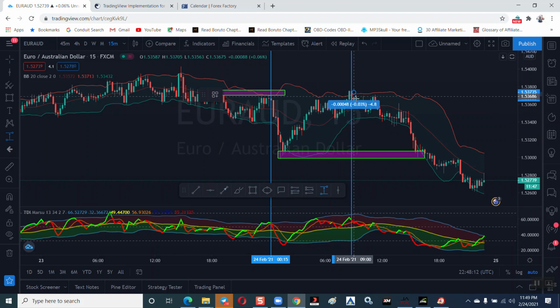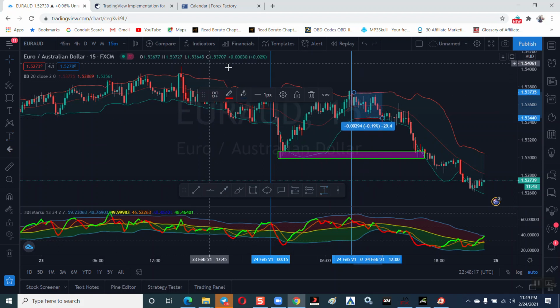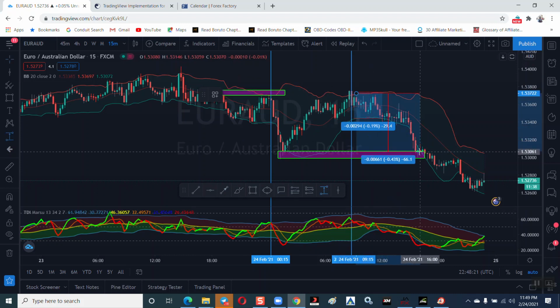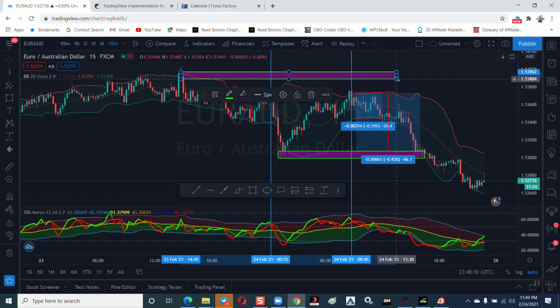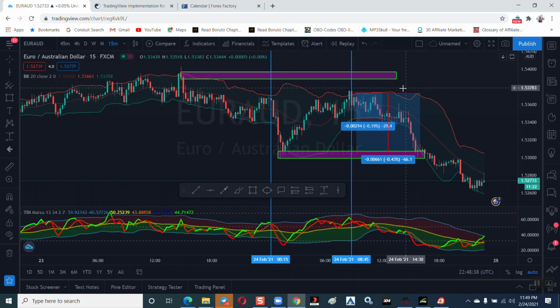Instead of riding it to the lower band, which is here and gives us 28 pips, we can ride the trade to this level, which is here and gives us a 66 pip profit. In doing that, our stop loss is going to be on this high. Yes, stop loss is going to be on this high.